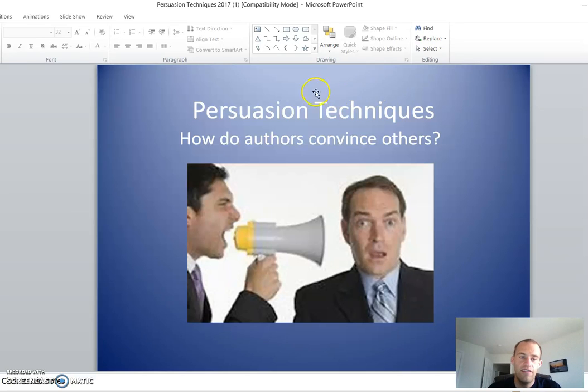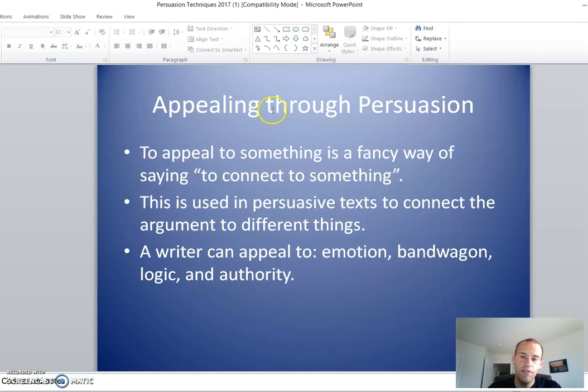So let's get started. You're going to hear me talk about persuasive appeals. An appeal is just a pretty fancy way of saying to connect to something. So this can be used by authors in persuasive texts that connect the argument to a bunch of different things. The most common things that we see authors appeal to are emotion, bandwagon, logic, and authority. So what we're going to do is take a look at those 4 main types of appeals and see what they mean exactly and how authors use them.